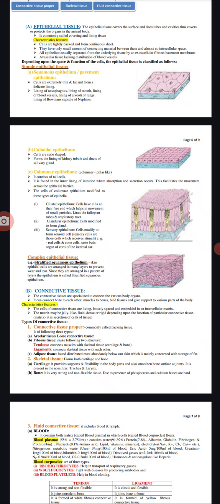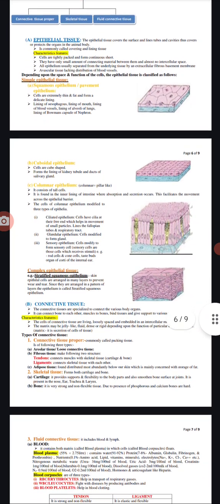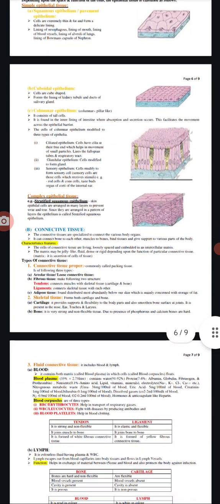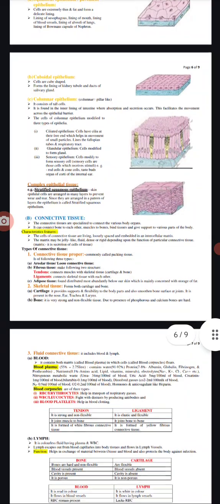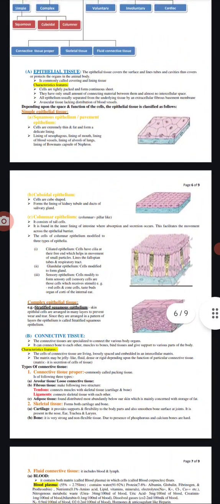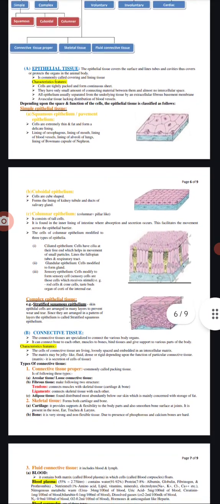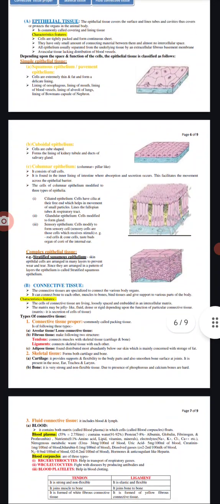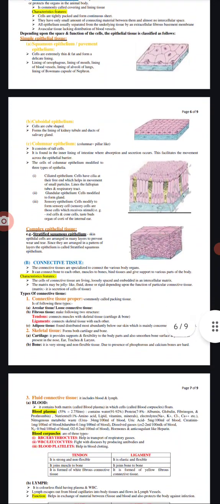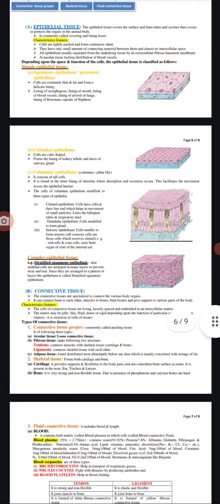Then the third one is columnar epithelial tissue. Columnar epithelial tissue is made up of thick cells which are present in the intestine and alimentary canal.